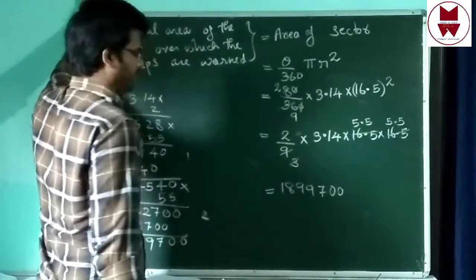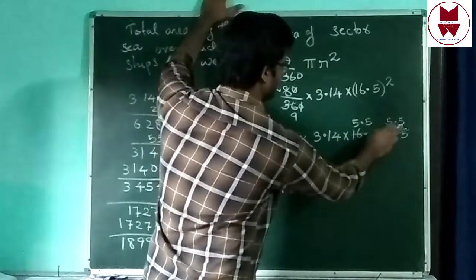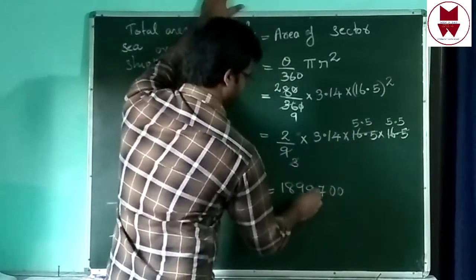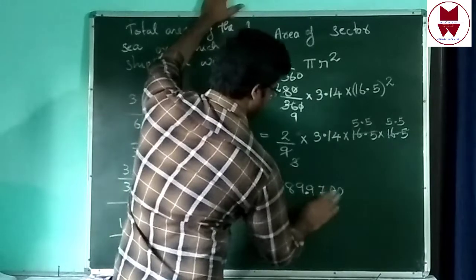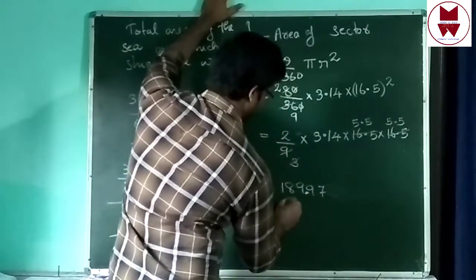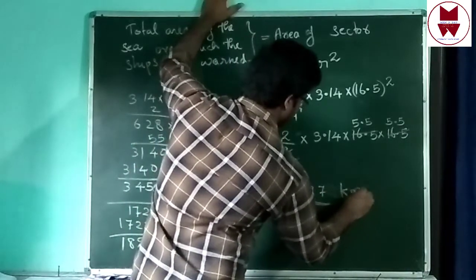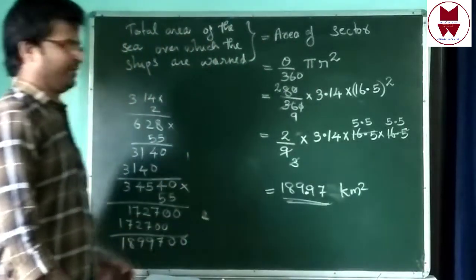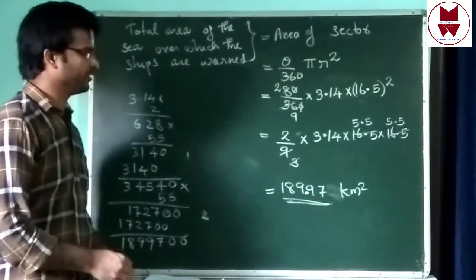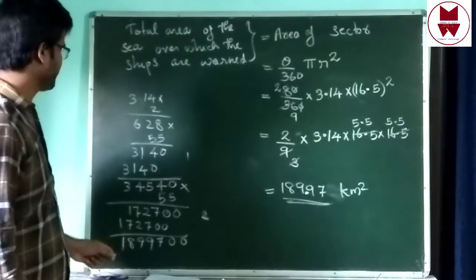1899700. Then after the point, write 4 numbers. Then after the point, the last number 0 means no need to write. 189.97 kilometer square. That is our area.